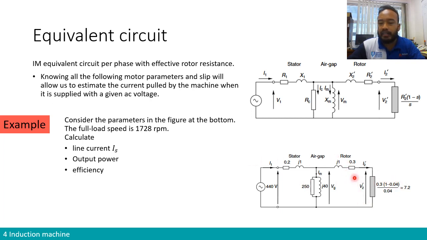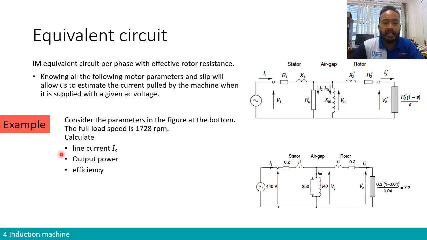The values of the resistors and inductors are given, and we have the input voltage of course, an AC voltage of 440 volts. We can imagine it could be 50 Hertz or 60 Hertz, but it's not mentioned for the moment. The first thing we could do is calculate the slip. So how do we get this slip? It says that the machine is operating at 1728 RPM. We may calculate slip if we know the frequency, but now we don't know the frequency.